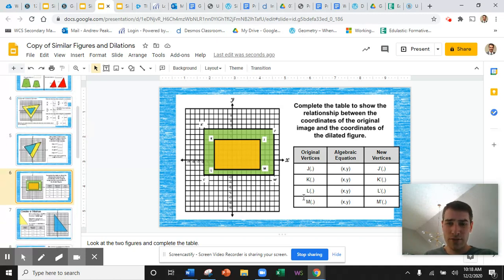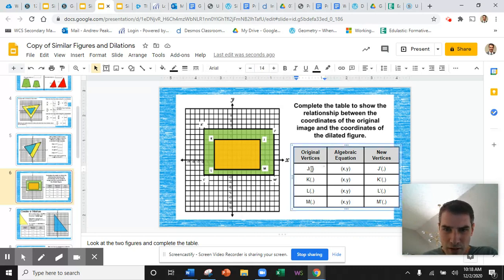All you're really doing is labeling the original vertices and the new vertices, and then how you got there. So you have to multiply by some scale factor to get there. For J, it's hard to see, it's like 6, 1, 2, 3, 4. So 6, 4 would be J, so I'd type 6, 4. And for my new vertices, it looks like 9, 6.